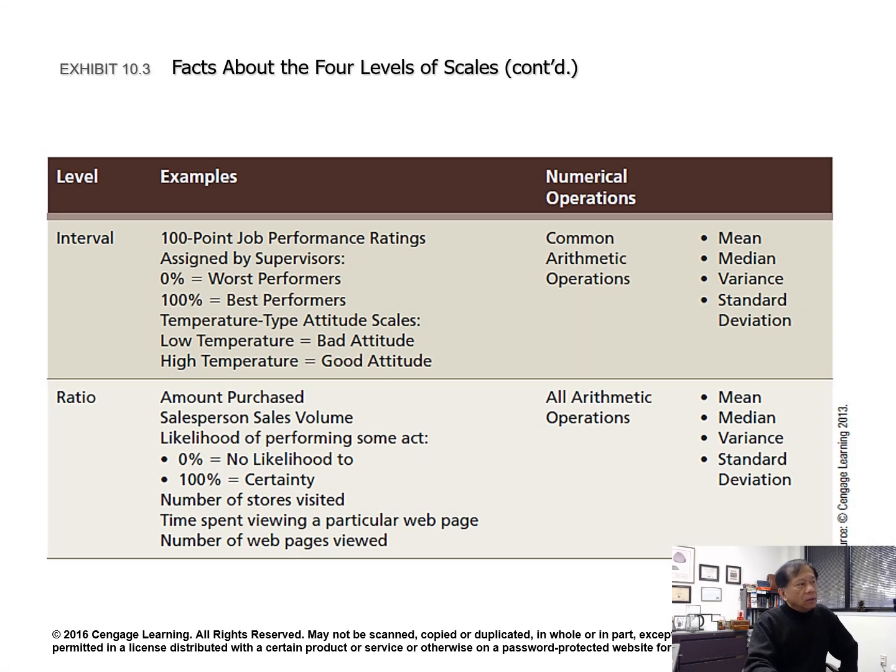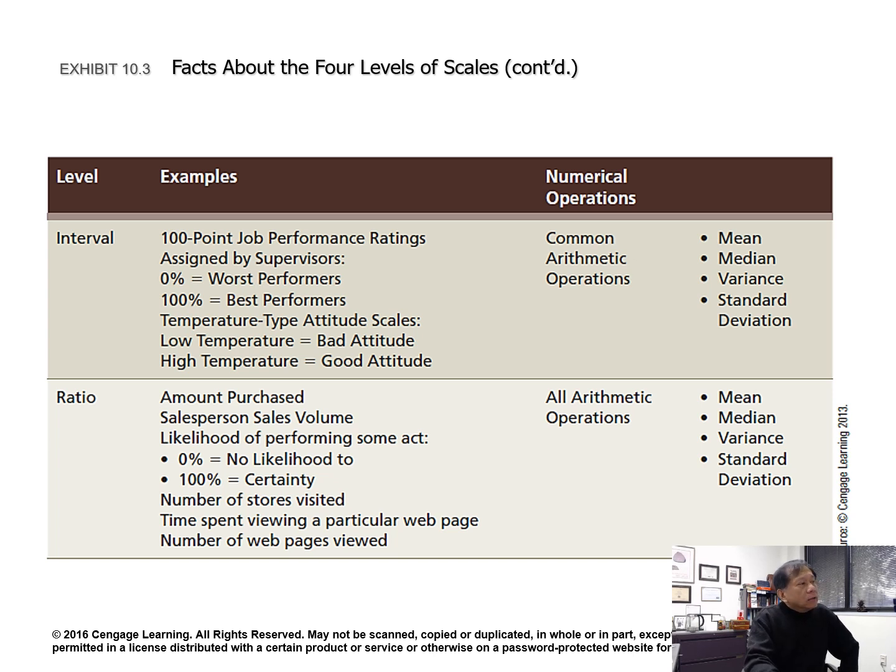Okay? For interval, an example is 100-point job performance ratings assigned by supervisors, 0 worst performers, 100 best performers. Okay, that'd be an interval one. For temperature type attitude scales, low temperature, bad attitude, high temperature, good attitude. And new operations you can use on those interval scale measurements: common arithmetic operations can all be done, like mean, median, variance, and standard deviation.